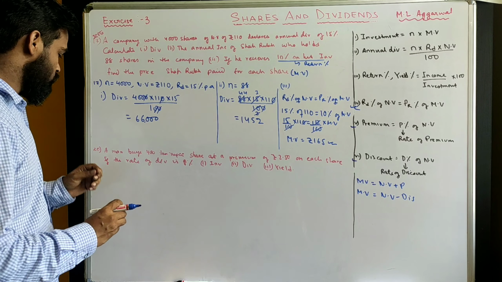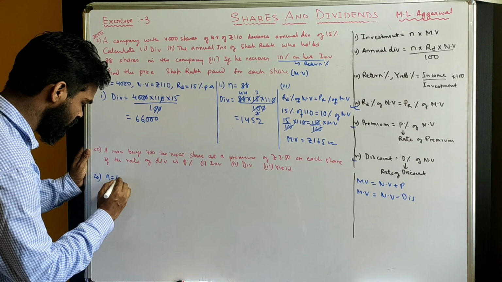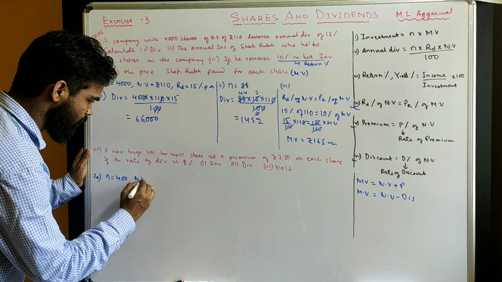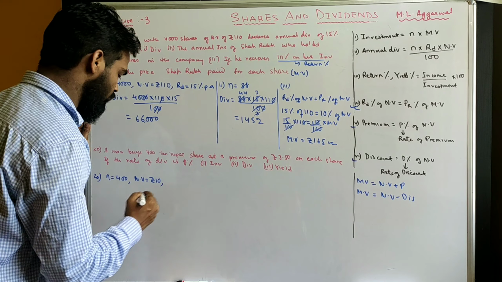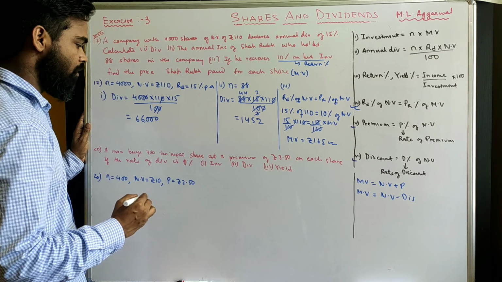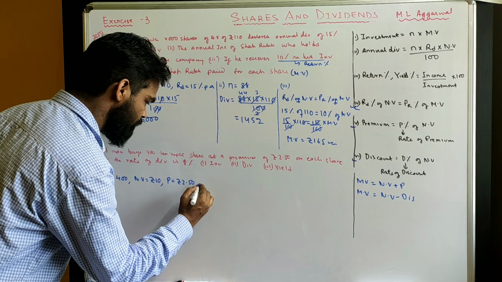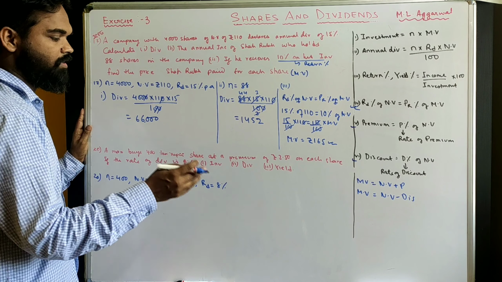Now look at sum number 20. A man buys 400 shares, which means the number of shares is 400. Your nominal value is rupees 10 at a premium of rupees 2.50. So premium is rupees 2.50 on each share. If the rate of dividend is 8%, find his investment, the dividend and yield.